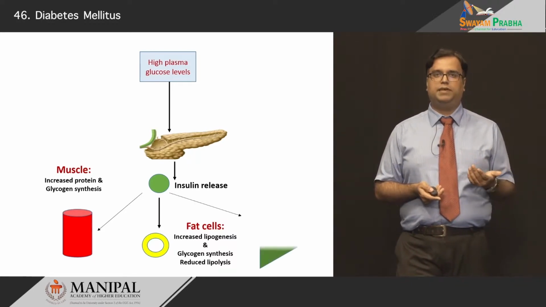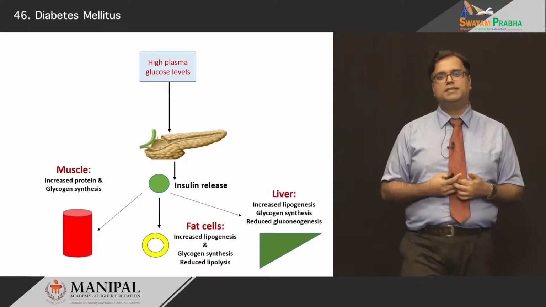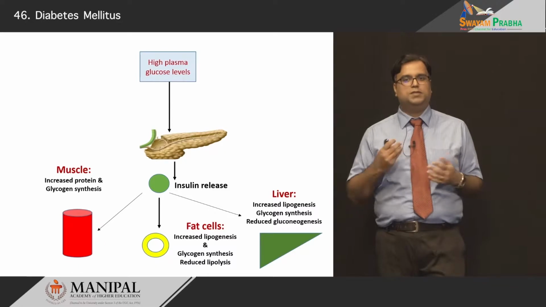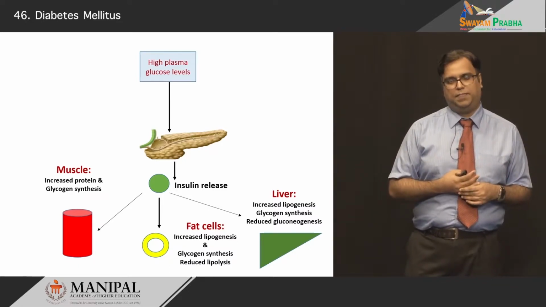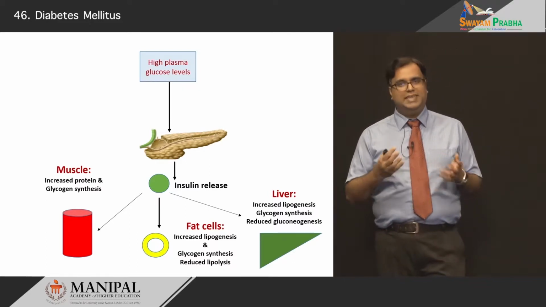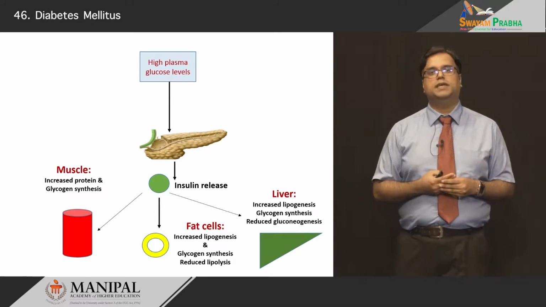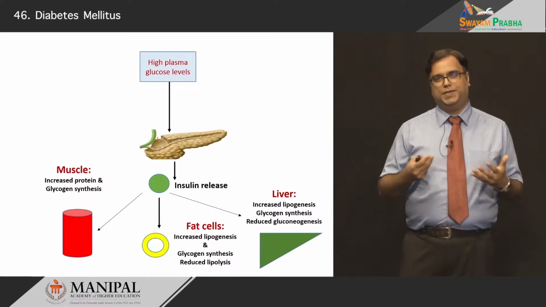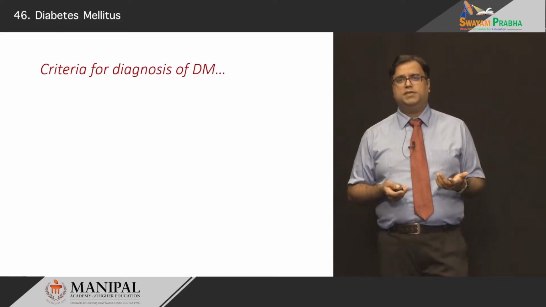The major organ, however, tends to be the liver. In the liver, it has similar changes in the sense that it increases lipogenesis, and it also increases the glycogen storage or synthesis in the liver. At the same time, new glucose formation is also inhibited. The net effect of all of this, I would tell you, is that the level of plasma glucose is brought down, tempered or regulated. Now, how do you diagnose a patient as diabetic?